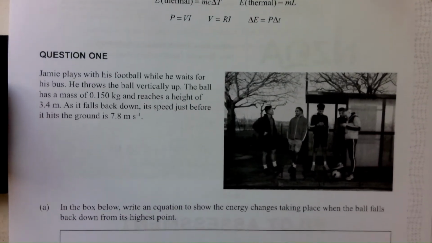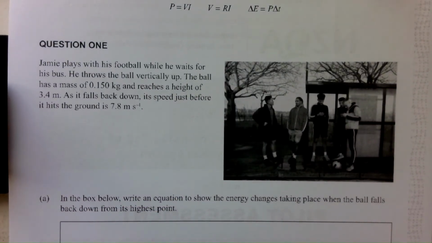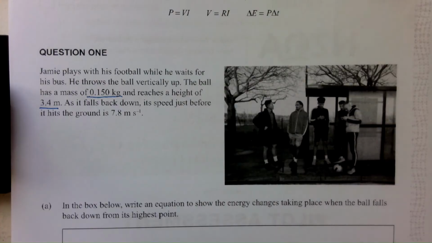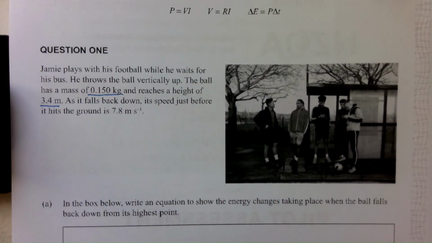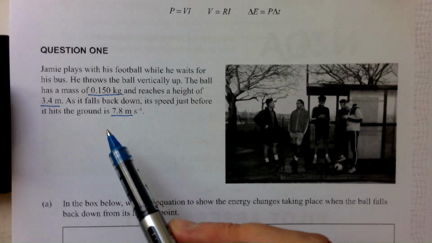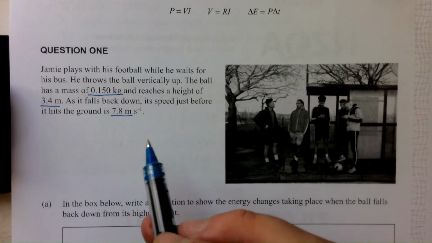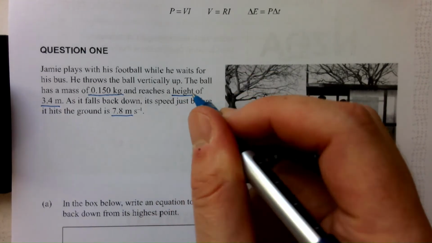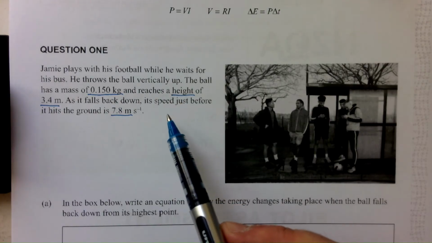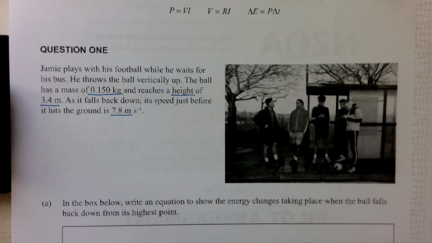So, question 1. Jamie plays with his football while he waits for his bus. He throws the ball vertically up. The ball has a mass of 0.15 kilograms and reaches a height of 3.4 meters. I find it can sometimes help make the questions a bit easier to answer if you underline things that I think are important. So we've got a distance, but we know it's a height rather than just a distance, and we've got a velocity as it lands as well.